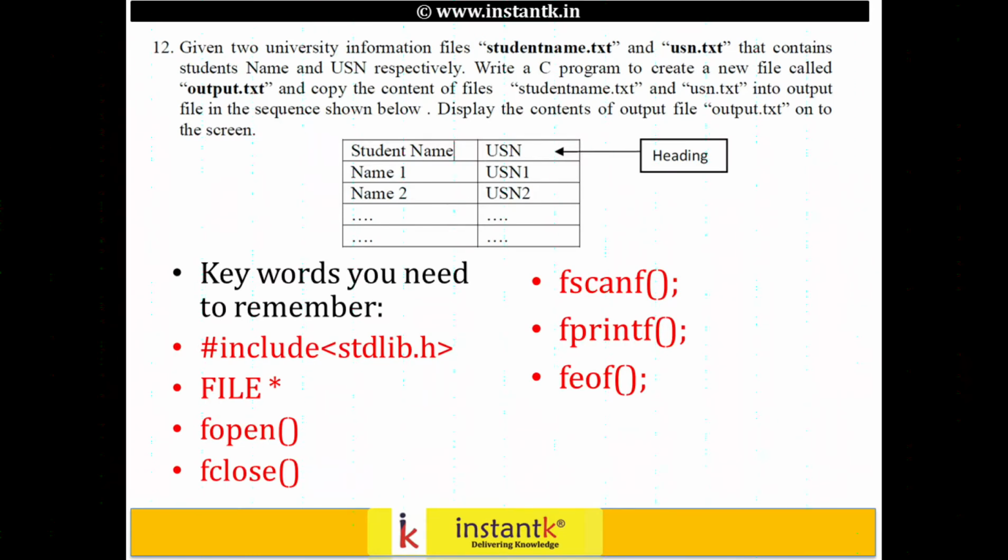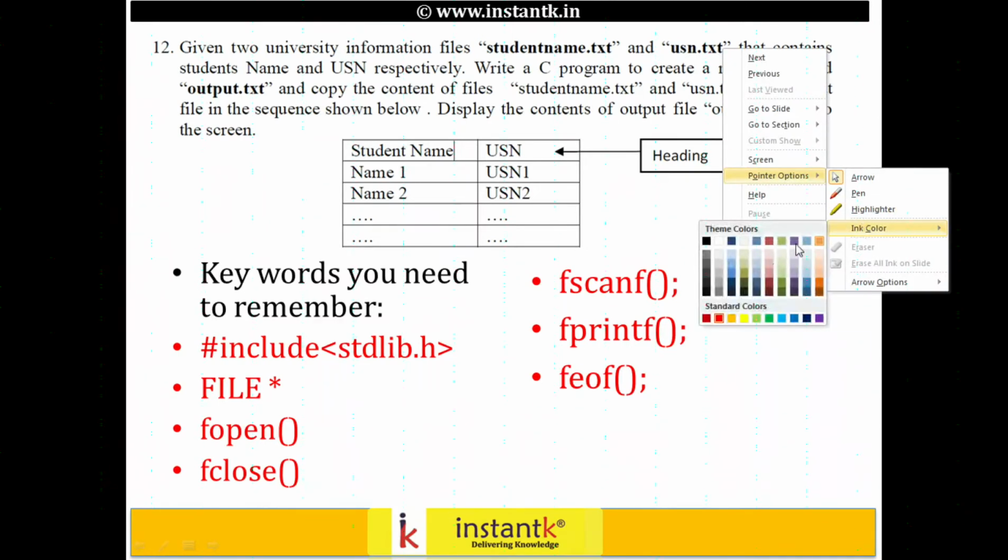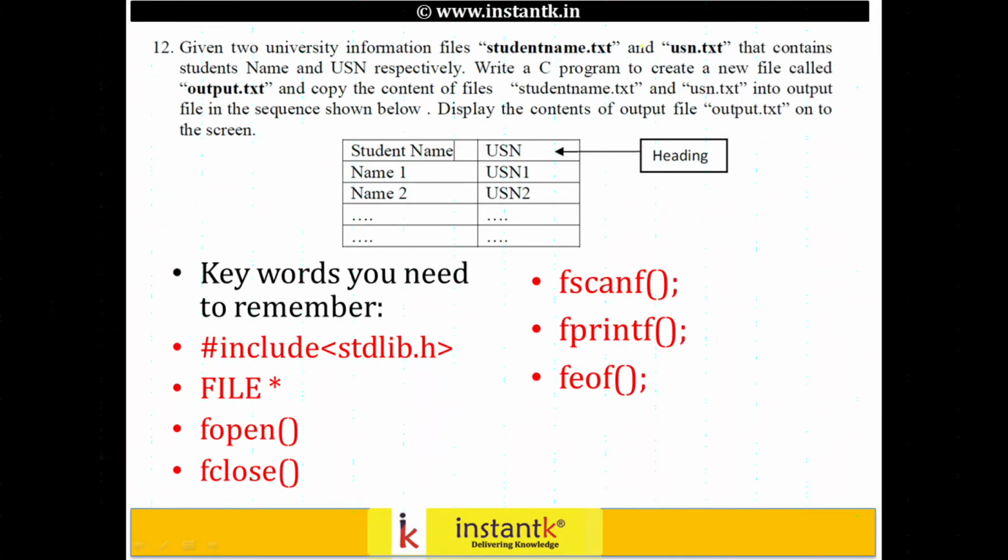So basically the problem statement is to create a new file called output.txt and copy the content of the files studentname.txt and usn.txt into the output file in the sequence given below. So they want it in this format. This is a typical file operation, so these are the things you should remember.